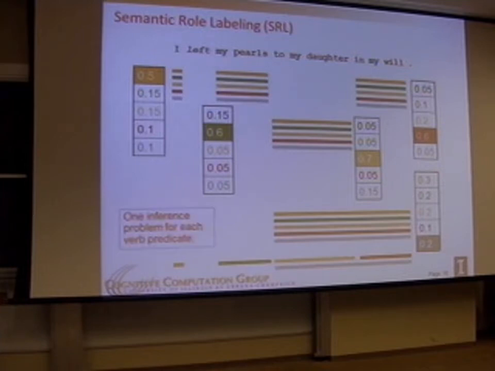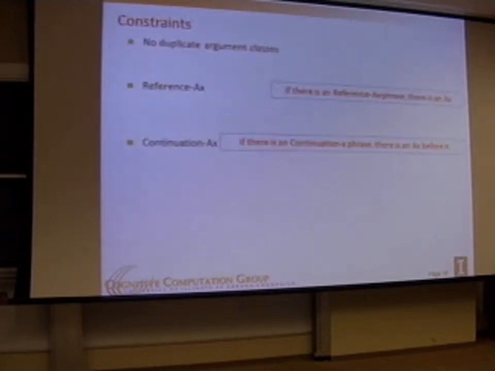It's important to realize that in this specific problem I'm actually solving in principle multiple inference problems per sentence. I'm going to solve one inference problem per verb predicate in a sentence. The interesting thing here is what knowledge can I bring into this problem. So there are many constraints. For example, I could say no duplicate argument classes, only one A0 per predicate. And I can write it as a linear inequality. I'm not going to go over the details, but you can think a little bit about it.